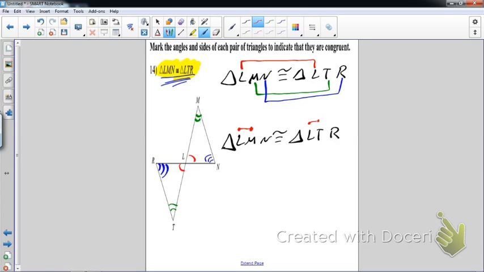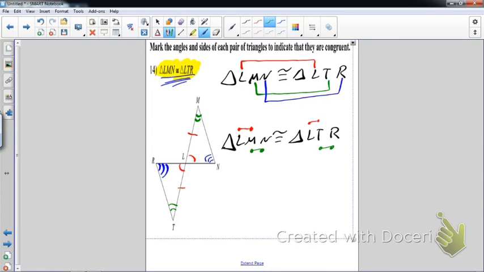So L to M, as you see, it goes straight up. That's the first marking that I'm going to do. And L to T, that's the first marking that I'm going to do. I'm going to say that those two line segments are congruent. The next two line segments are going to be from M to N and from T to R.